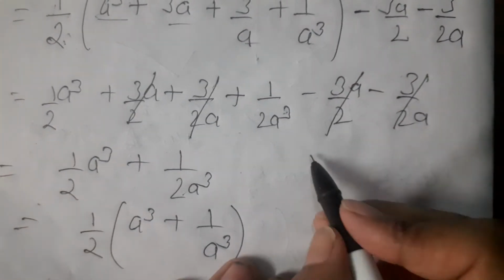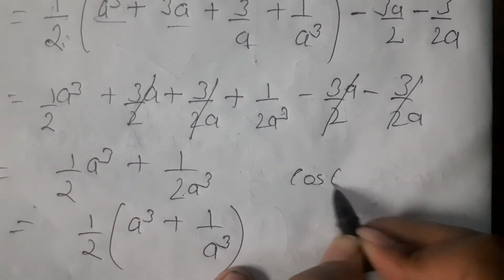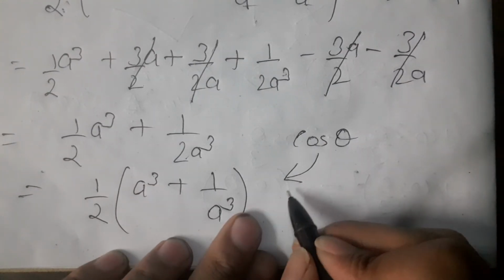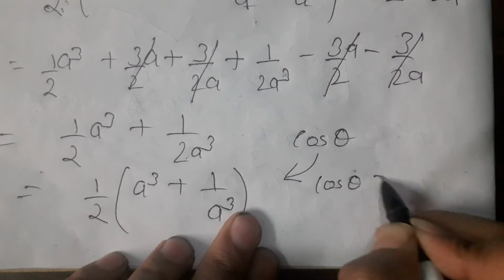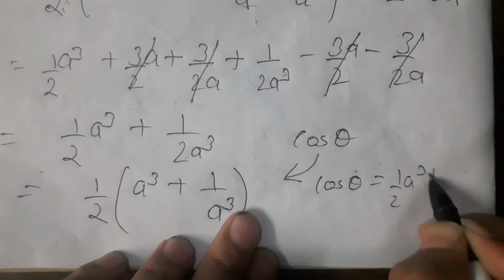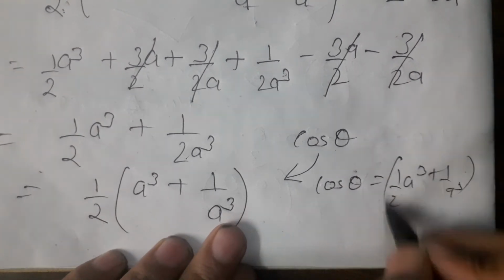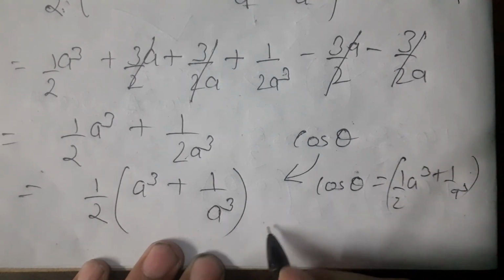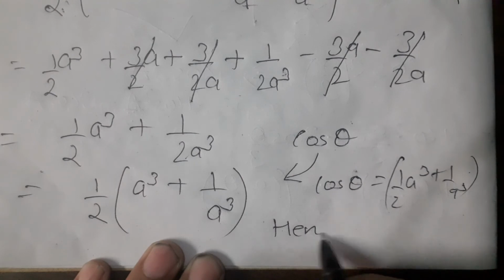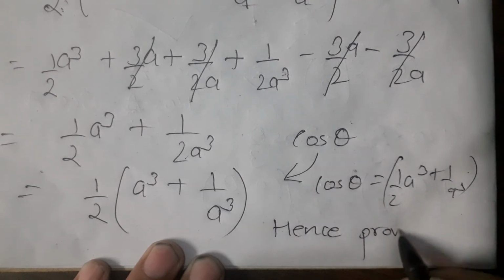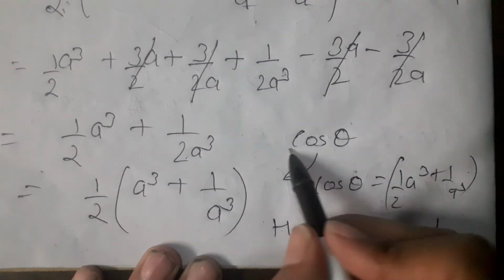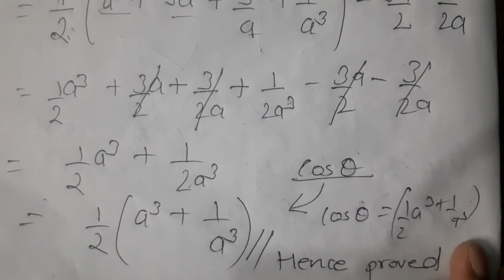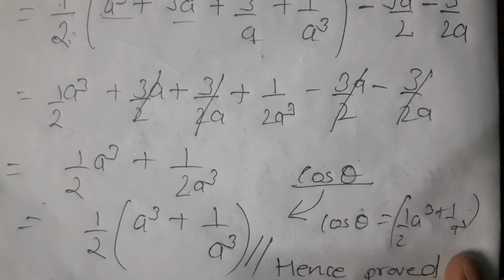Either you have been asked to find cos theta, and this is your answer, or you have been asked to prove this, as in the second question: prove that cos theta equals 1 by 2 a cube plus 1 by a cube. So you can conclude your answer according to the given question. Right now I will write hence proved. If it has been asked, you will write hence proved, or if you were just asked to find cos theta, then this is going to be your final answer. So that was the solution of the full question from this trigonometric question.